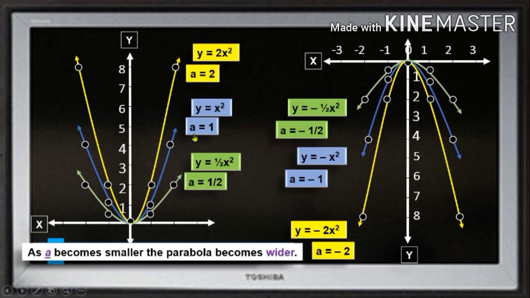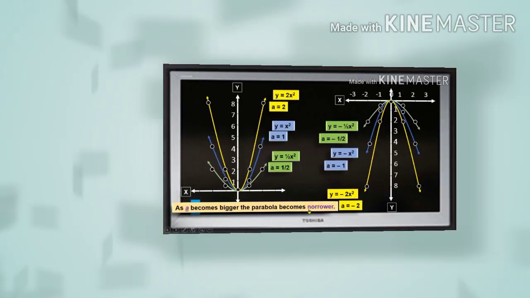Now let's look at the opposite. We have here 2, which is bigger than the other two values of a. And now let's look at the graph. Its graph is narrower than the other two graphs or parabolas. So again, as a becomes bigger, the parabola becomes narrower.